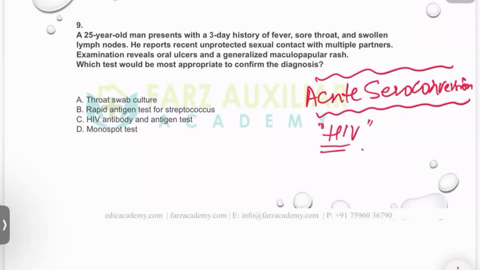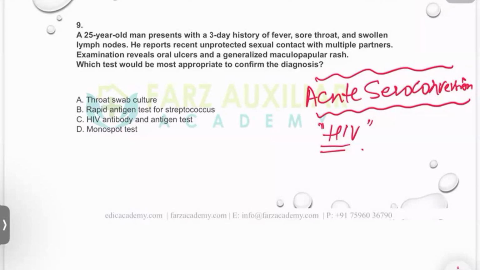He has full-blown lymphadenopathy. He has sore throat, fever, a generalized maculopapular rash, and multiple oral ulcers. So this question can go in any direction. Monospot test for EBV, you can mark that answer. Streptococcus is out. Throat swab culture will not show anything. This is not a case of strep throat. So the discussion is between the HIV test and the monospot test.